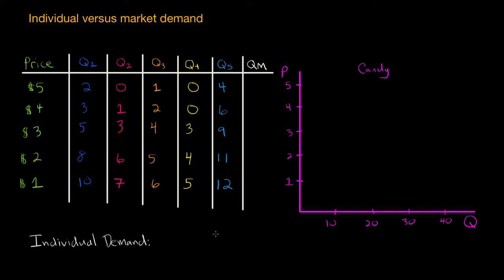In this video, we're going to distinguish between the individual demand a consumer has for a particular good or service and the market demand for that good or service. Let's start with the review of the basic definition of demand. Demand is an individual's willingness or ability to buy a good at a range of prices in a particular period of time.